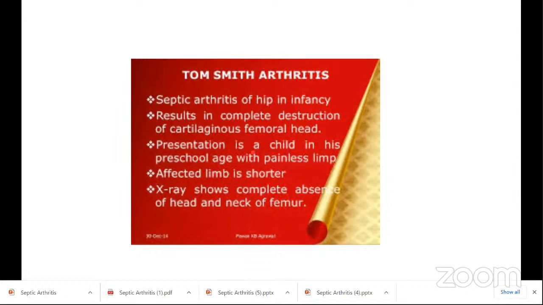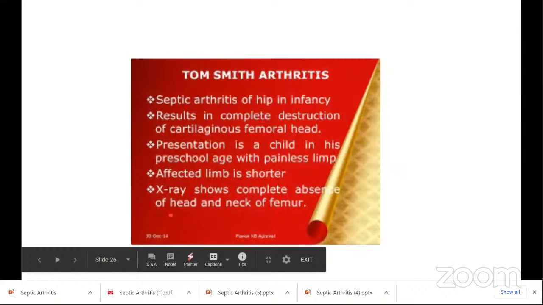The infection can be any time, even just 1 month after delivery, where the child presented with only high-degree fever and was unable to move. They give antibiotics, but the head is completely destroyed. The parents notice only when the child starts walking, when it becomes painless because the infection is resolved, the head is completely destroyed, the limb becomes painless. The hip is painless after the infection is resolved. So the limb is shorter, and X-ray shows complete absence of head and neck.